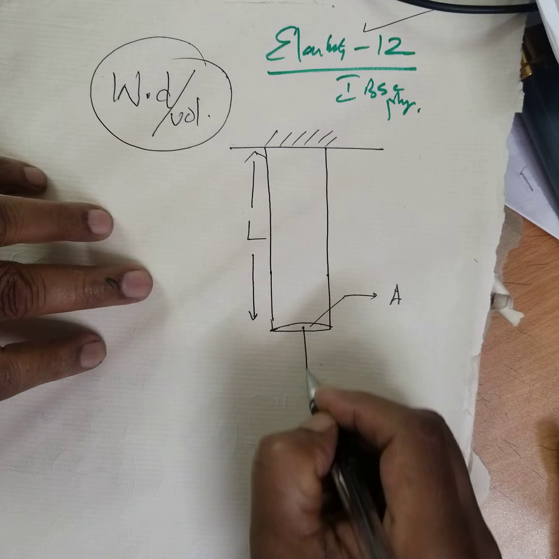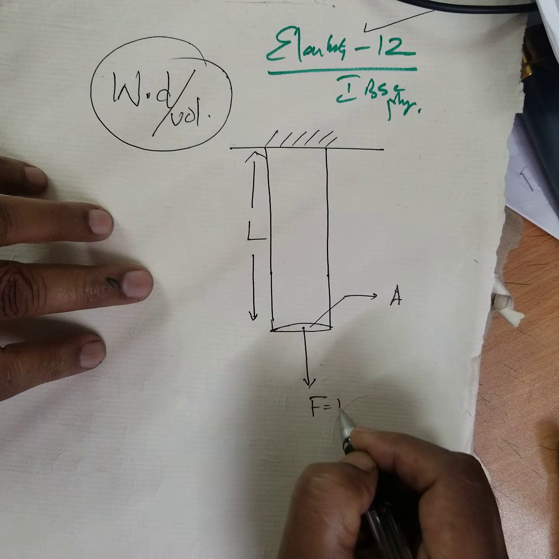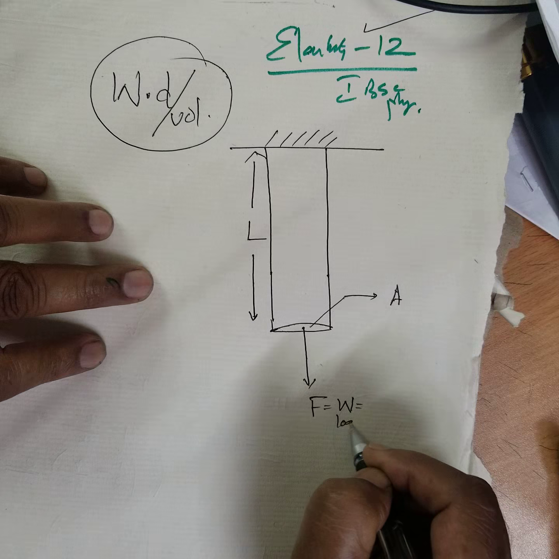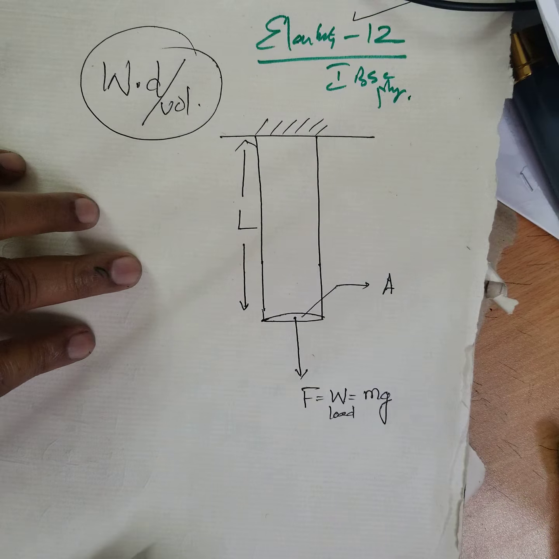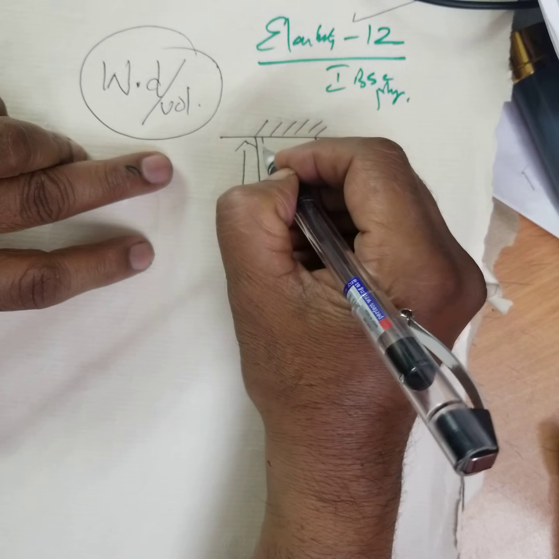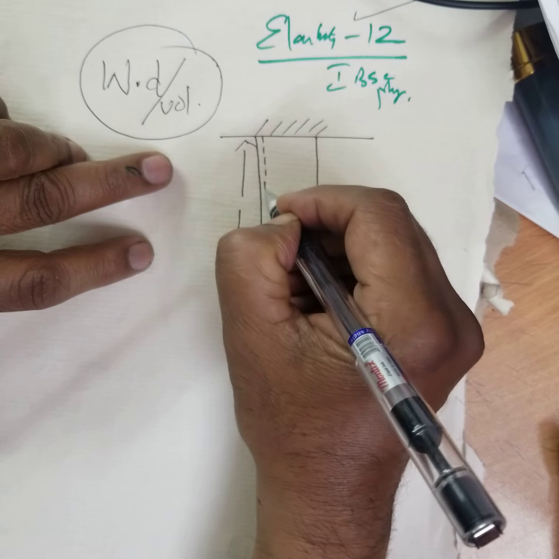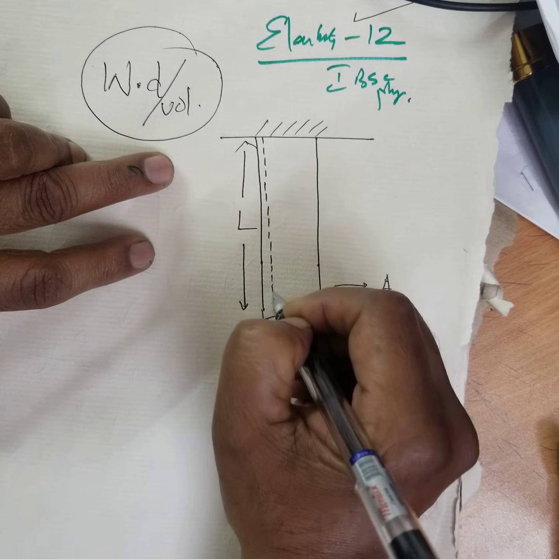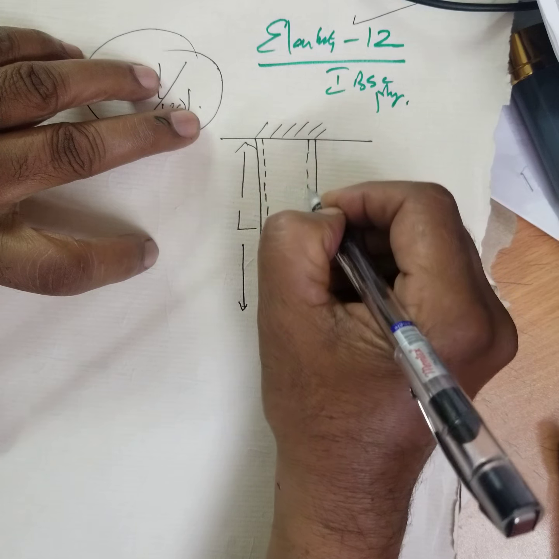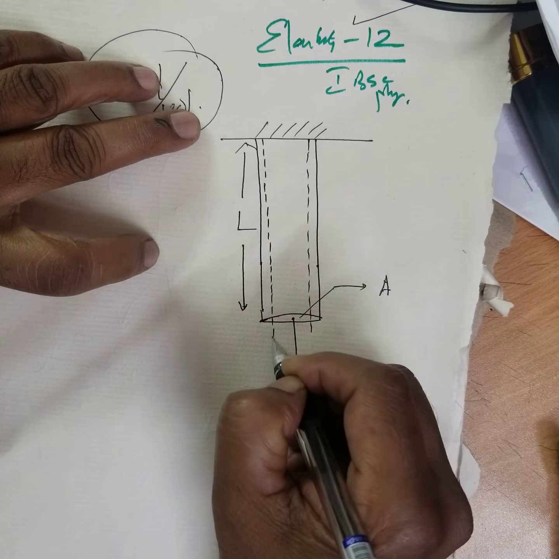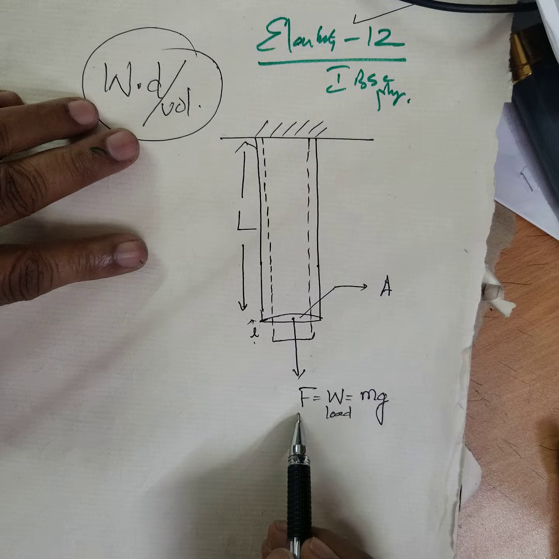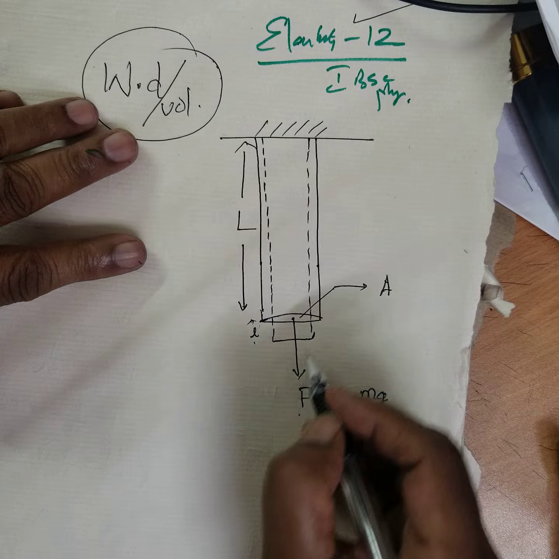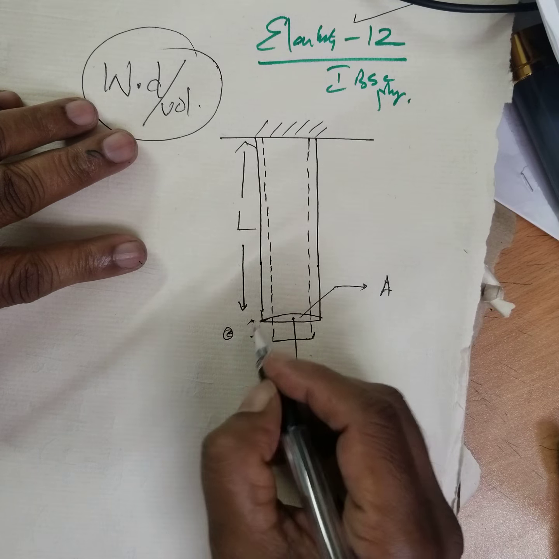Now a constant force or a weight, which is also called load, is added. Load is mass into acceleration. What will happen? The wire gets stretched. There is an increase in length. Suppose this is 100 centimeter and it increases by 3 millimeter by adding 3 kg. This is also called extension, or elongation.